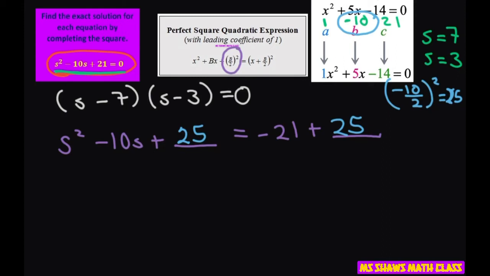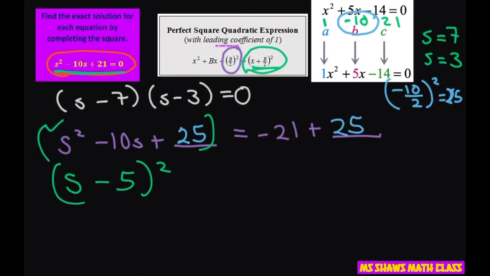So now we have a perfect square trinomial, and we can write it this way. I'll take s minus half of 10 is 5, and you square it. That's what this is. If I wrote this out twice and FOILed it out, I would get this back. Now on the right-hand side, I'm going to get 4.